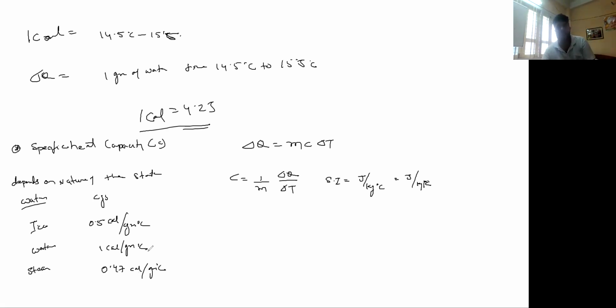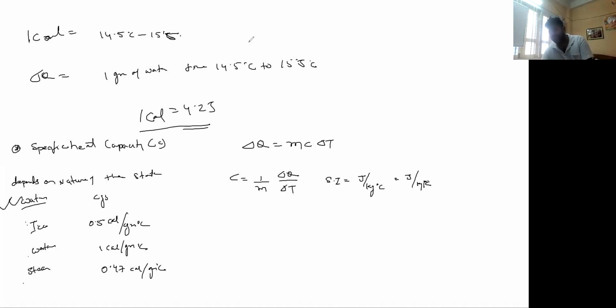So the first important point is, if anyone asks you whether the same material in different states has different or same specific heat capacity, the answer is different. Different state means solid state, liquid state, gaseous state. For water, specific heat capacity is different. That is a very important thing.